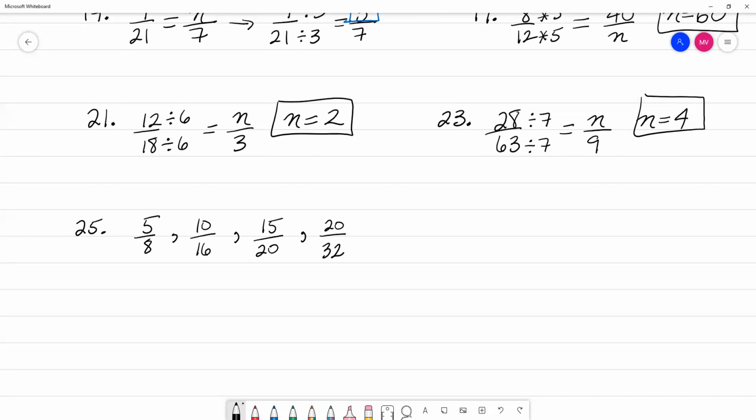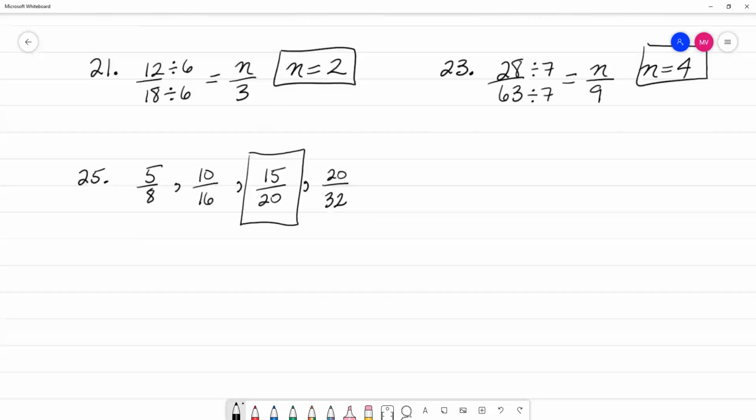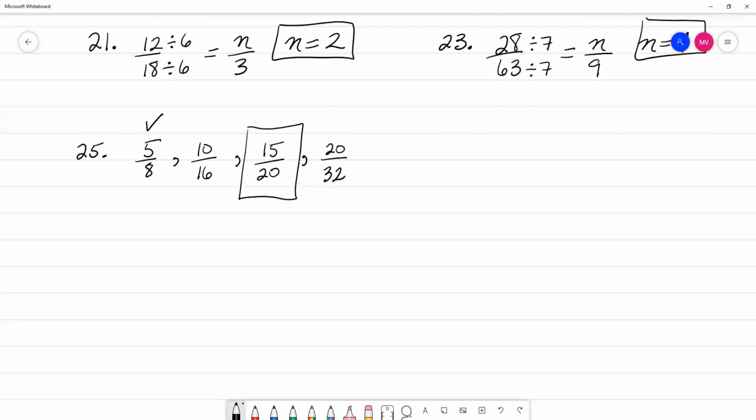Does not compute. Exactly. Because 8 jumps from 16 to 24. So which one is not equivalent? 15 over 20. Because also go ahead and reduce 15. Just reduce them. You know this one is relatively prime. So make this one relatively prime.